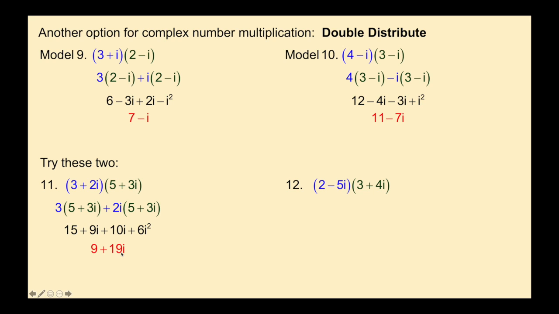And then for 12, again, use either method. Here I'm distributing 2 to 3, which is 6, and then 2 to 4i, which is 8i. Then negative 5i to 3, which is negative 15i, and negative 5i to 4i, which is negative 20i squared. From there, the i squared is going to change to a negative 1, making this a positive 20 here. So if I've got 20 and 6, it's 26. And then 8i minus 15i will combine to give us negative 7i.